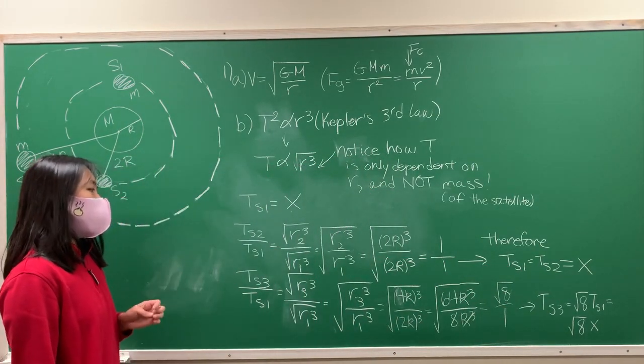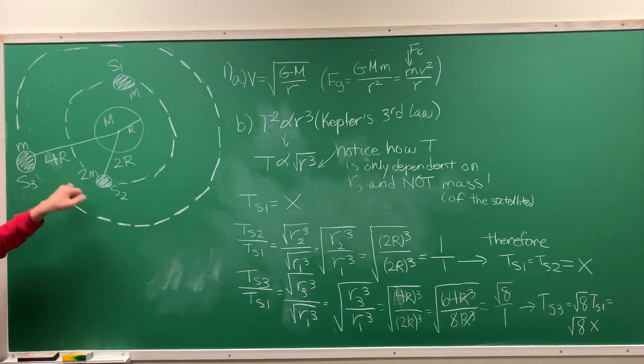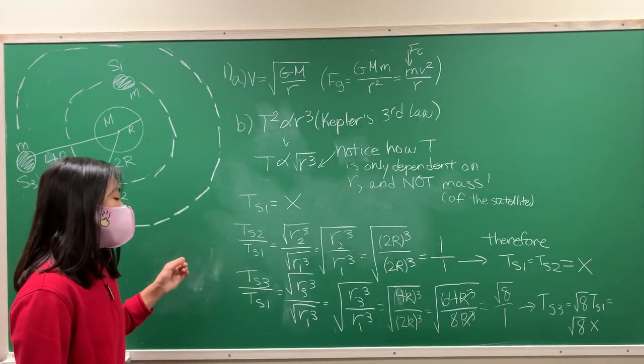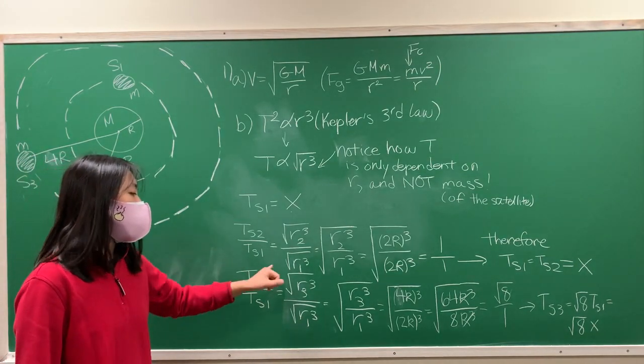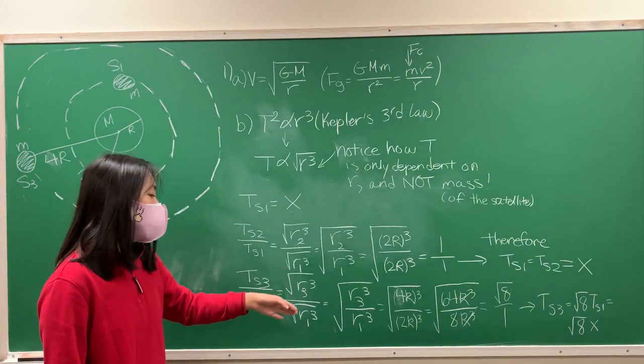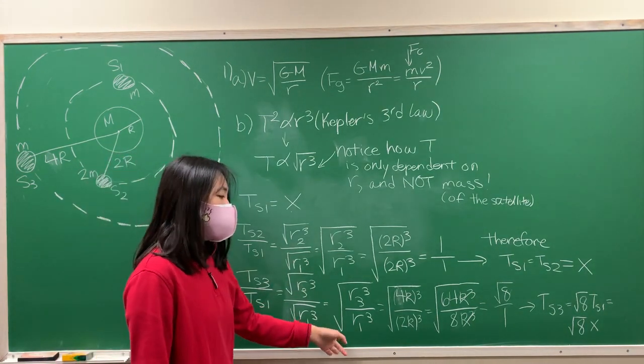For satellite 3, it's a different radius. It's 4r instead of 2r. So we can't say that they're the same. So we have to relate them in terms of a ratio. So that's equal to the root of r3 cubed over the root of r1 cubed. And so you can write it as this.